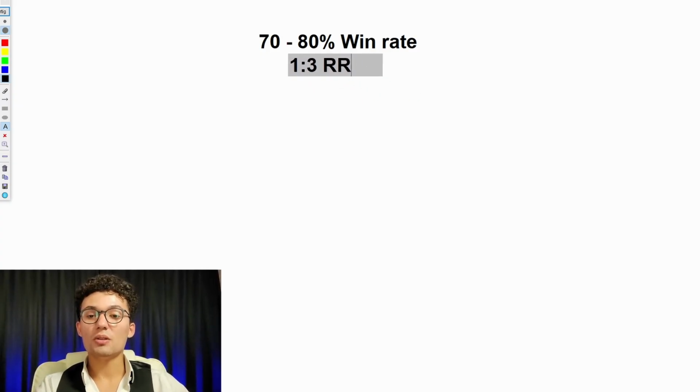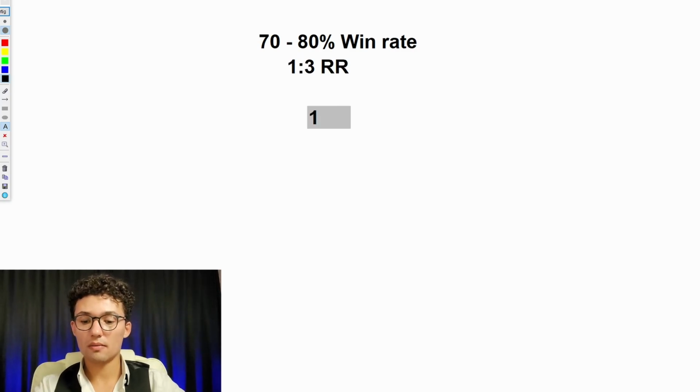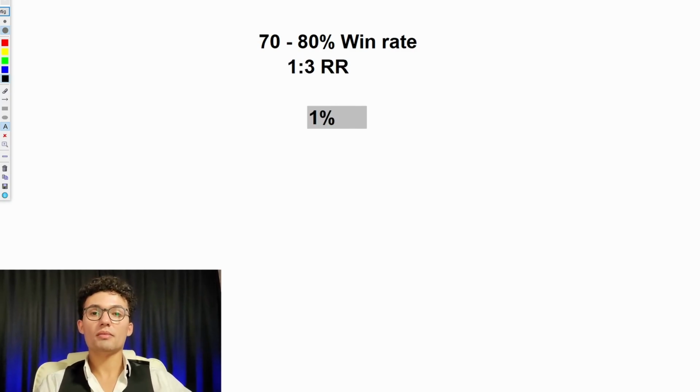Okay, so this is one of my strategies: 70 to 80% win rate, 1 to 3 risk return, and a risk on it of 1%. Okay, so every $1,000 I risk here, I make $3,000. This was the first strategy.